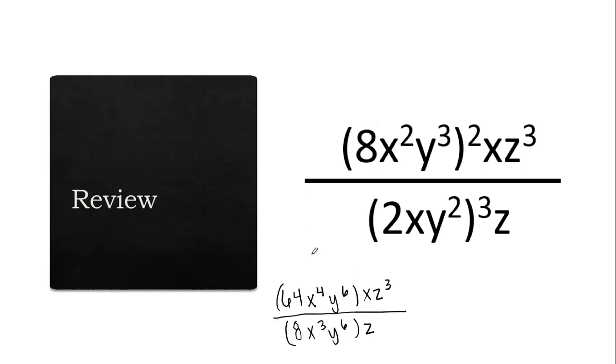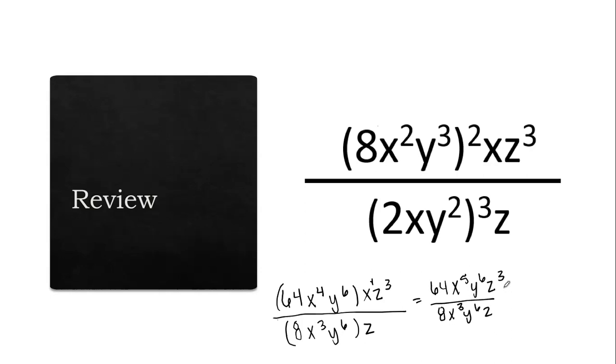Add the x to the x to the 4. Yeah. So there are two x's on top, so I'm going to go ahead and multiply these. And when I multiply, what do I do with their exponent? Add them. So this is x to the 1. So this would give me 64, x to the 5, y to the 6, z cubed, all over 8x cubed, y to the 6, and z.